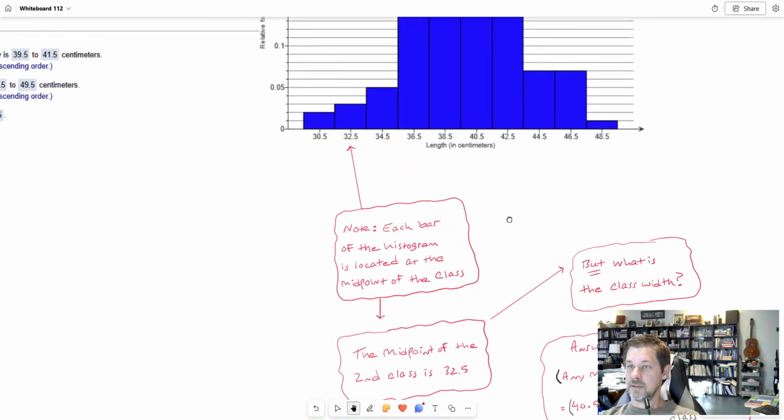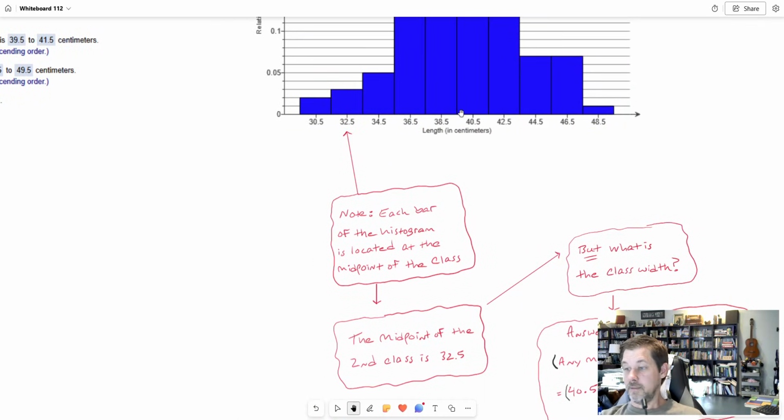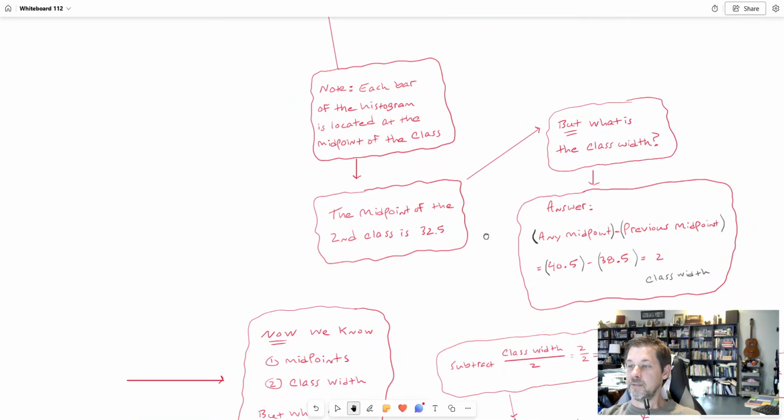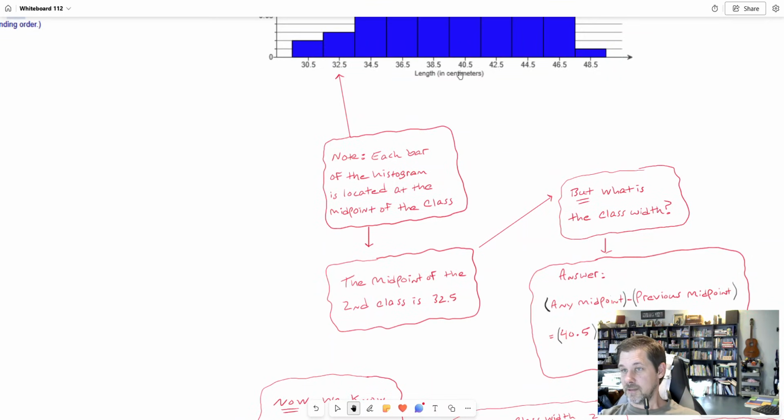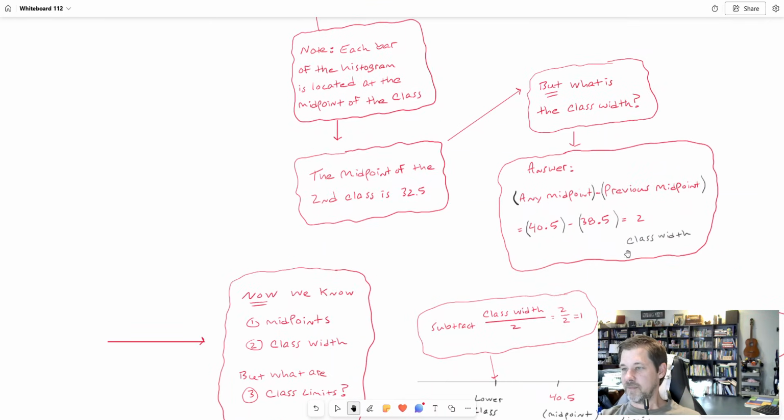So I go up here and I'll say, oh, I can use any of them. I could take 32.5 minus 30.5. I could take 40.5 minus 38.5. If I subtract any two consecutive midpoints, I'll get the class width. So any midpoint minus the one that comes before it. I'll take 40.5, and subtract 38.5, the one that comes before it. That's 2. The class width is 2.